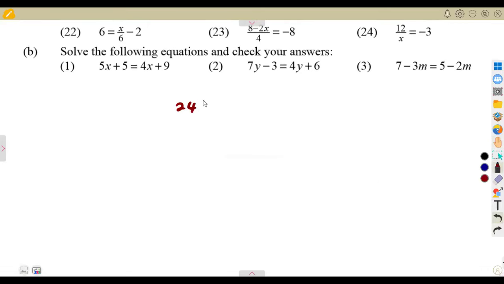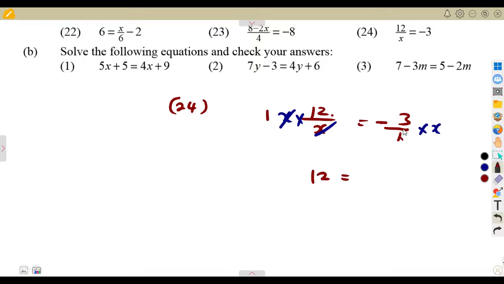What about number 24? It's a little bit confusing. 12 over x is equal to minus 3. All right, minus 3 is same as minus 3 over 1. So still you can consider the part of clearing of the fractions by the LCD. What is the LCD of x and 1? So that's x. LCD of 1 and x, the LCM. So that's x, you multiply by x here, you multiply by x here. So this will cancel. So you're left with 1 times 12, which is 12, is equal to negative 3 times x, which is negative 3x.